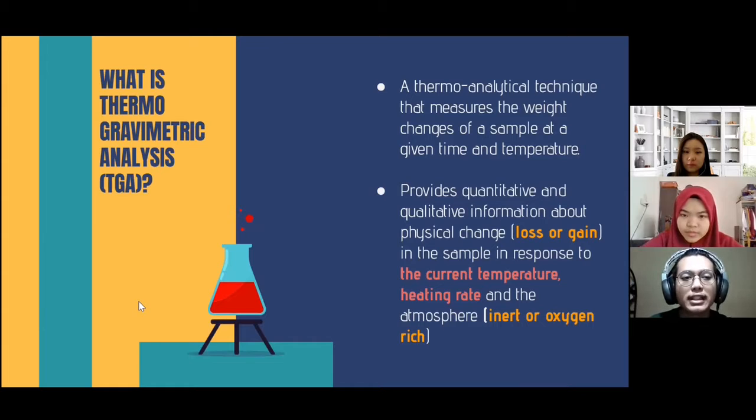What is thermogravimetric analysis, TGA? It is a thermoanalytical technique that measures the weight change of a sample at a given time and temperature. It provides quantitative and qualitative information about physical change, whether weight loss or gain in the sample, in response to the current temperature and heating rate in the atmosphere, whether it's inert or oxygen rich.